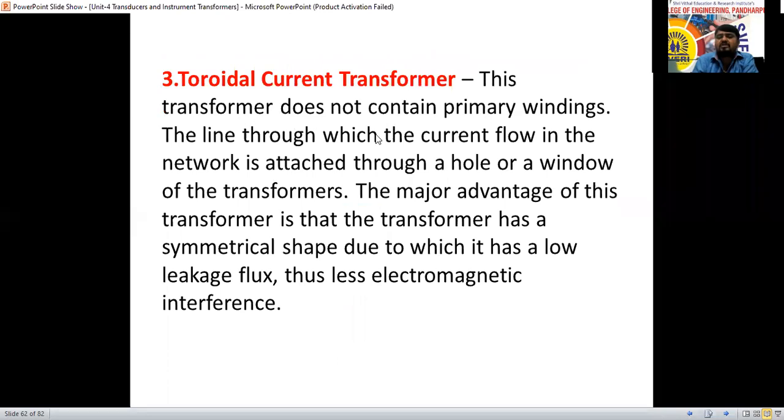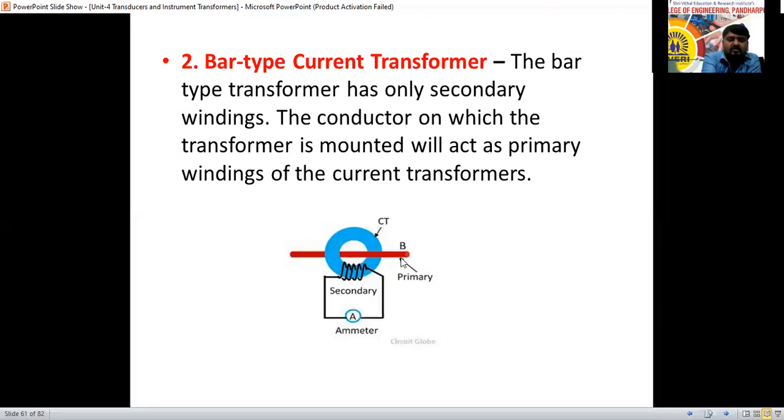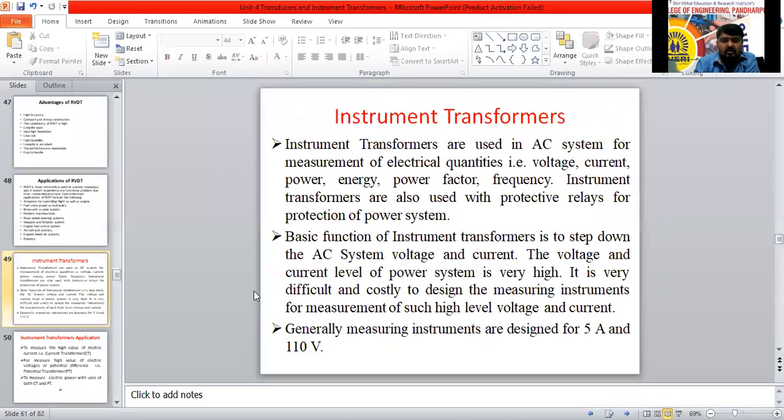This transformer does not contain a primary winding. Does it have any primary winding here? No. Just a minute, I will add this one also.